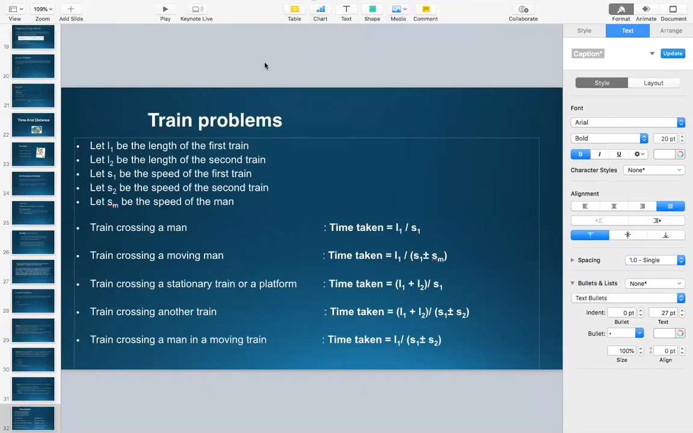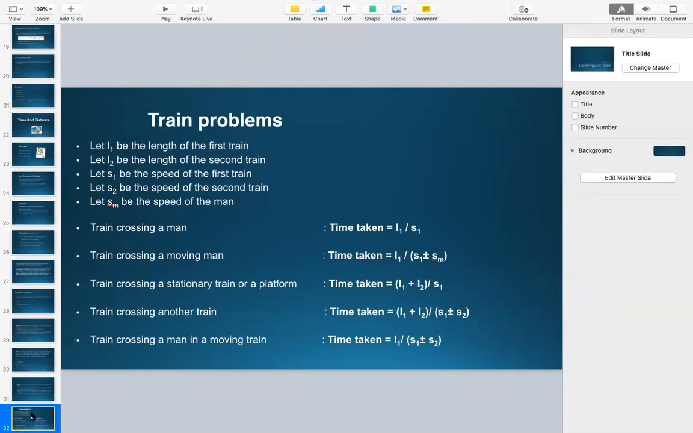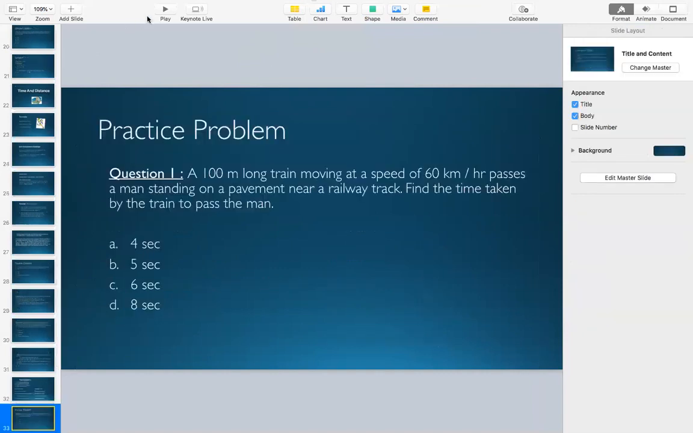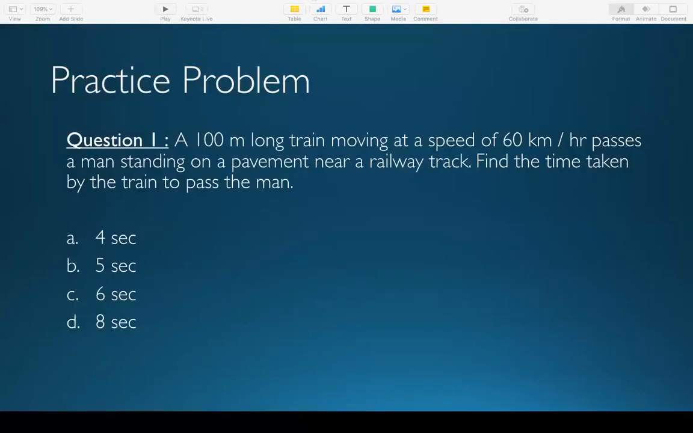So guys, these are the five different scenarios which come in train problems. You will not get a single case apart from these five. So now let's try to solve some questions. 30 seconds, hurry up.